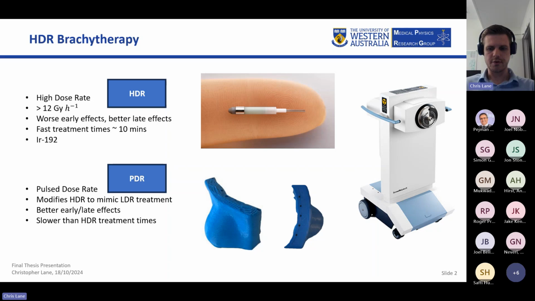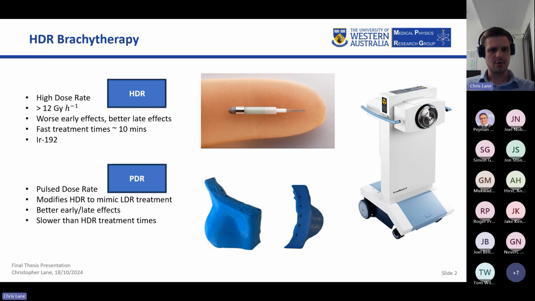I just want to give a very brief context on high dose rate brachytherapy that is done here at Charlie's. High dose rate brachytherapy is anything that involves a dose rate greater than 12 gray per hour. Unlike low dose rate brachytherapy, it can have worse early tissue effects, but better later effects. But it is a lot faster. And here at Charlie's, the radiation source that is used is Ir-192.